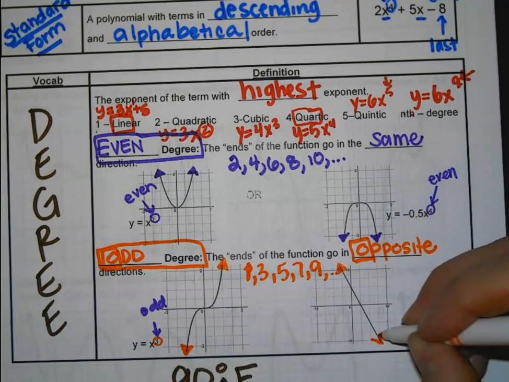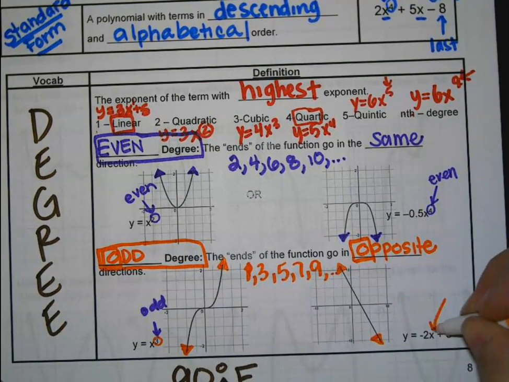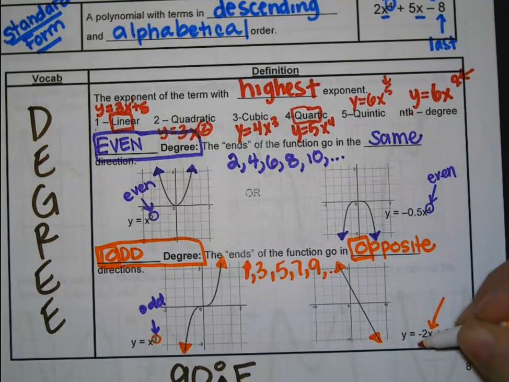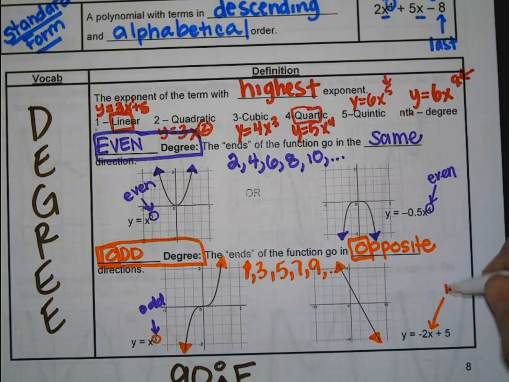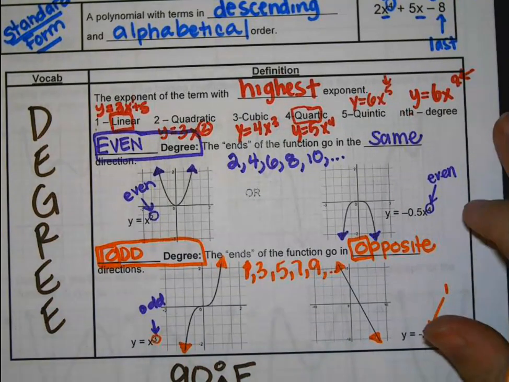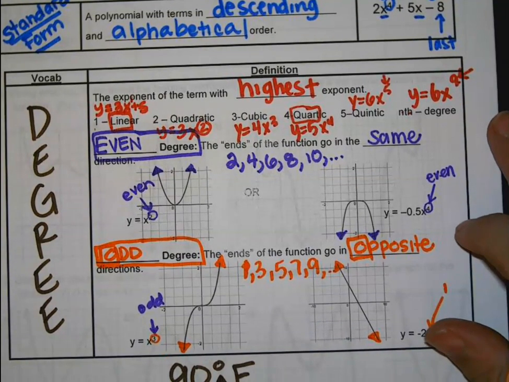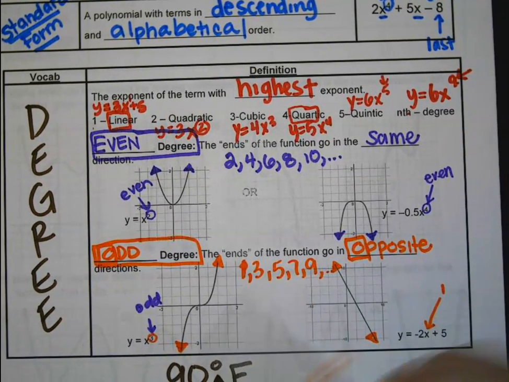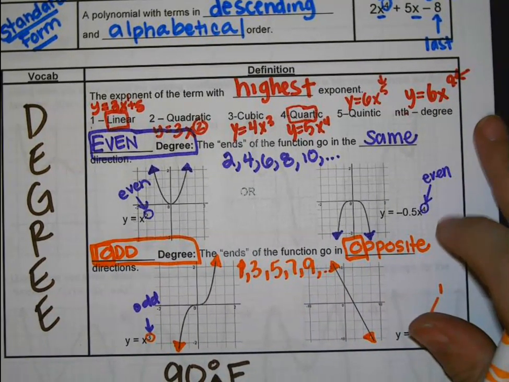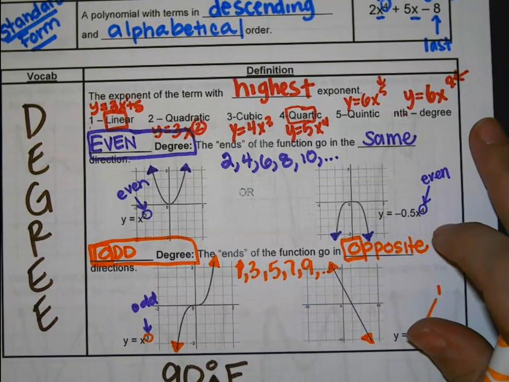I know that by looking at the highest exponent. This is a linear equation, y equals mx plus b, and the highest exponent is 1. That helps me when I graph. When I look at the function's equation, I can already know which way the arrows are going to go, whether opposite or in the same direction.